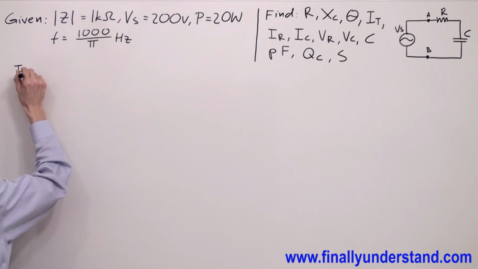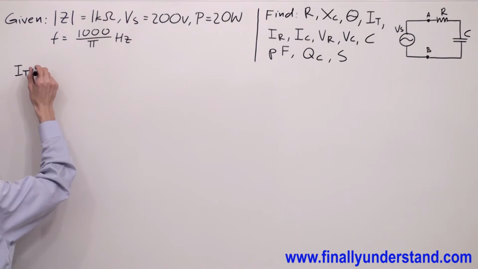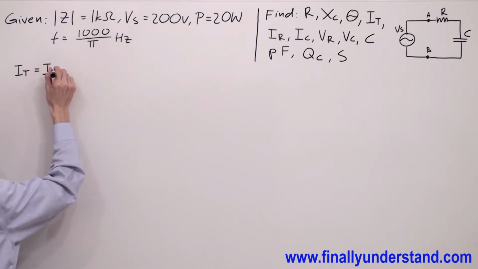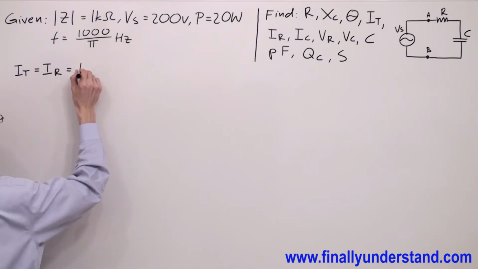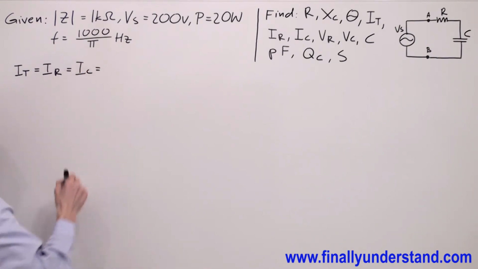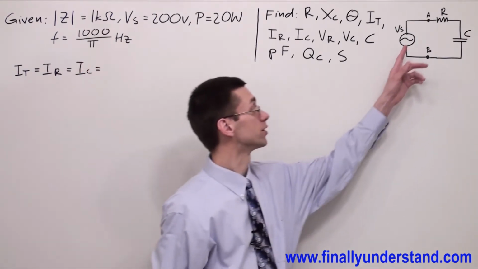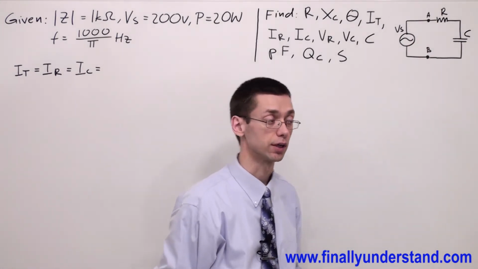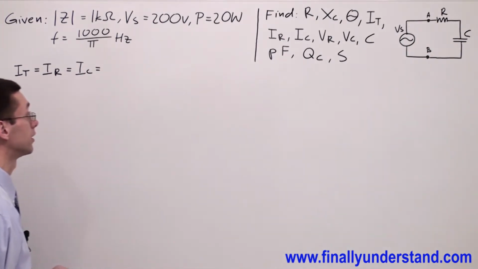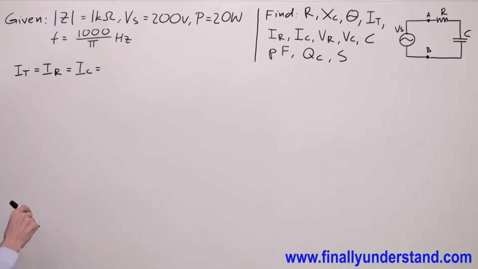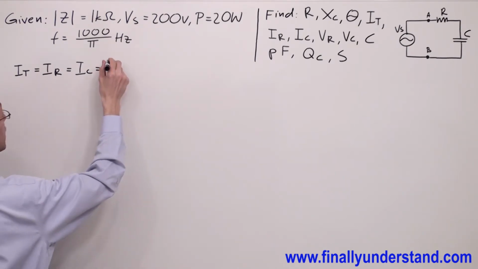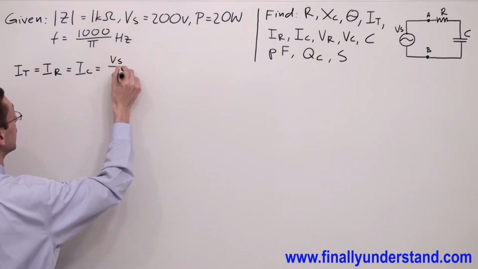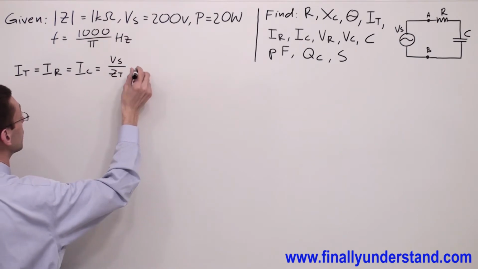I total in this circuit is going to be equal to the current which will go through the resistor, and is also equal to the current which will go through the capacitor. Why? Because this is a series circuit. In a series circuit, current is always the same at every single point of the circuit. So how can I find the total current? By simply dividing the voltage source by Z total.